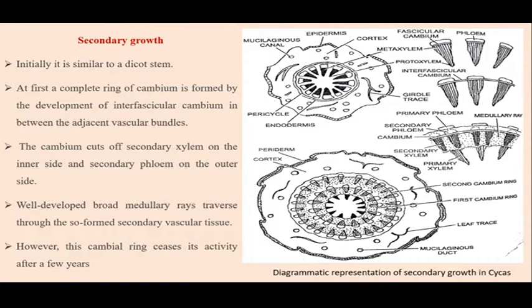Next, secondary growth in Cycas. Initially, the secondary growth of Cycas is similar to that of a dicot stem. So first, let us look at this diagram. These are the vascular bundles. These vascular bundles have phloem towards the outer side and xylem towards the inner side. In between these vascular bundles, cambium is present, and this cambium is called intrafascicular cambium.